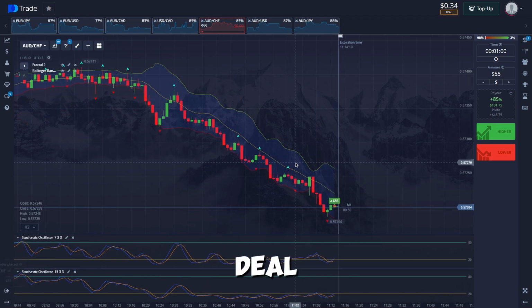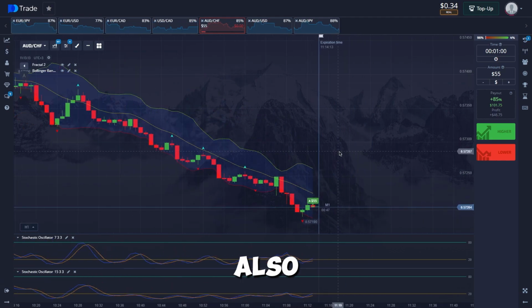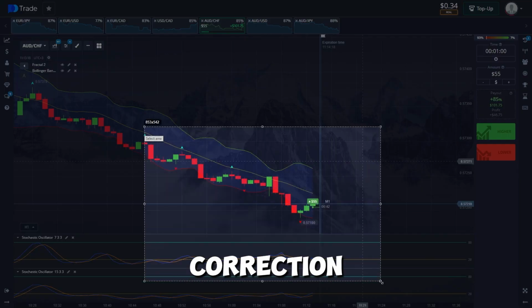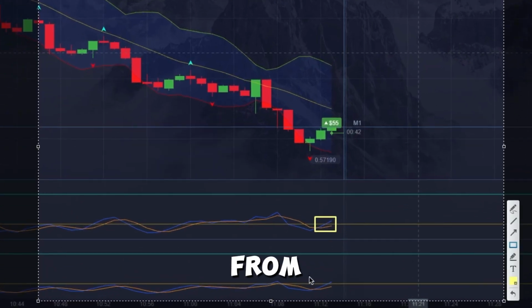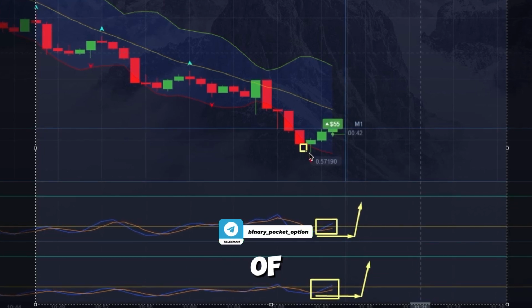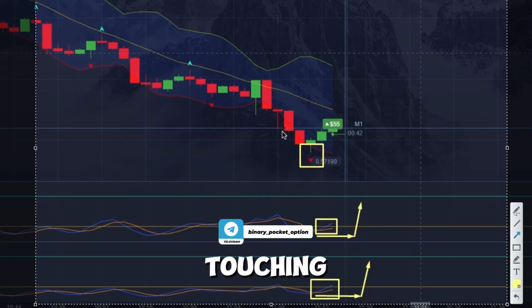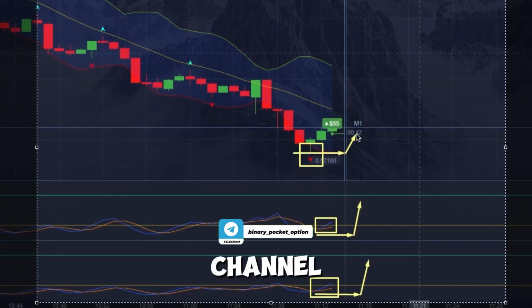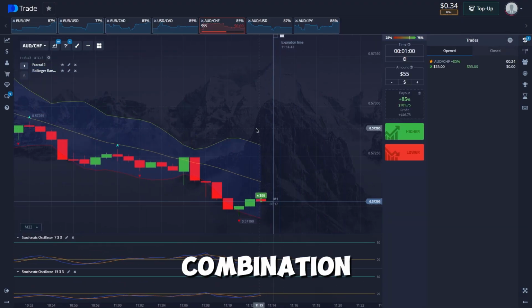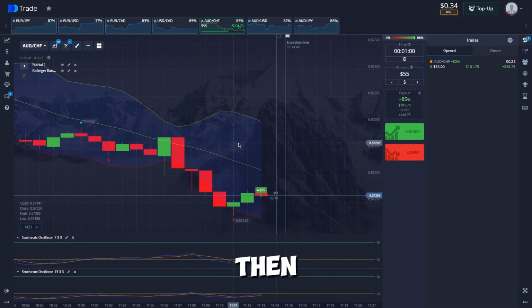Let's open a deal here for a raise and also allocate a workspace. We are opening into a retracement of the correction. Look, we see an exit from the oversold area for our 2 oscillators, as well as an update of the local minimum for the fractal, touching the lower moving band of the channel indicator. So the deal opens up here. When you see a combination of indicators in this form, then you open the deal up. I think you also understood this.